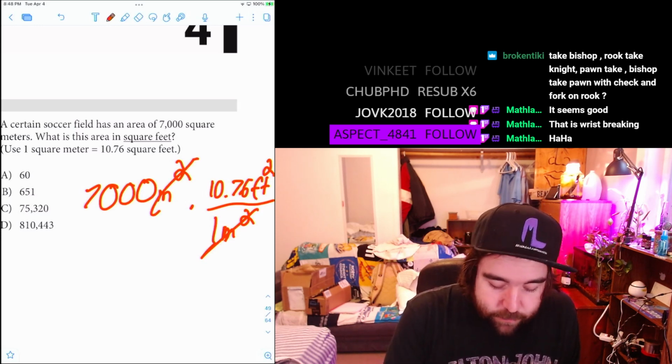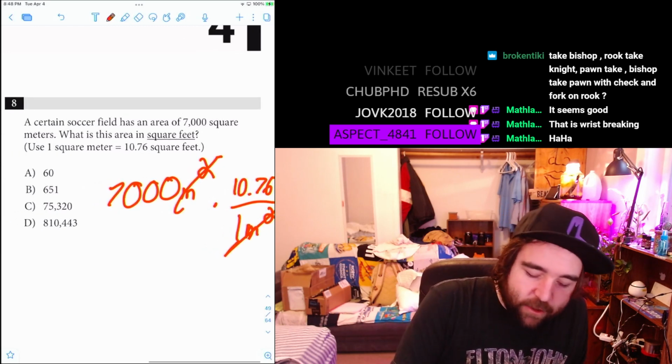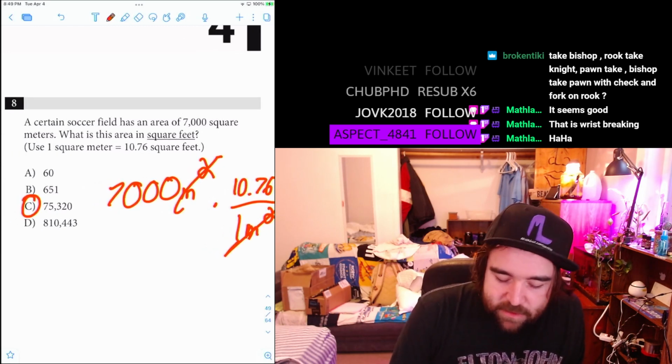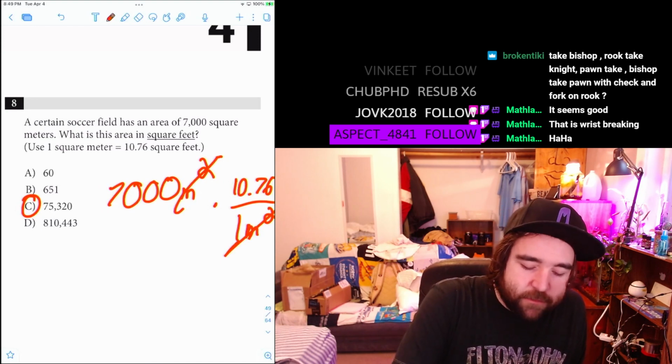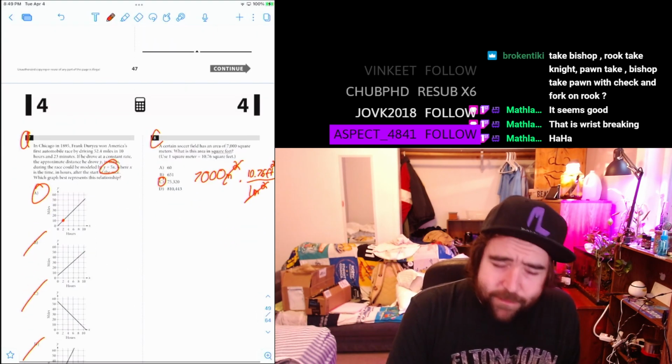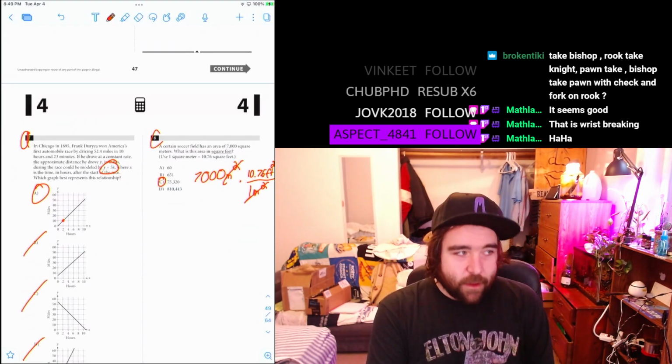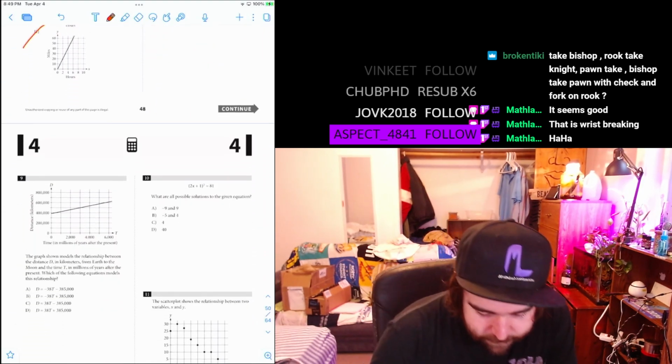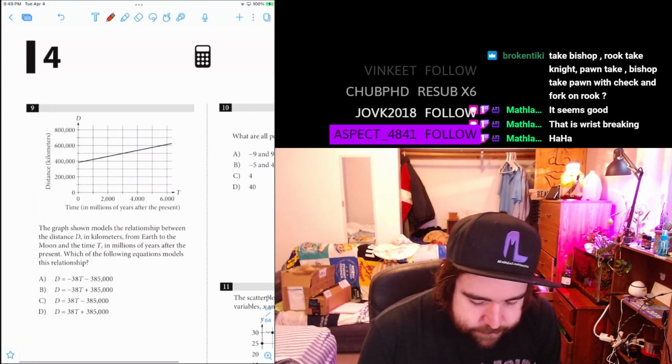Still, it shows that that's important to look at. We could use a calculator, but I'm going to say it's close to 10 times 7,000, so it's going to be 75,000. C. They do make these so you don't have to use a calculator. If the calculator would have been helpful, I would have used it by now, but it hasn't been so far.